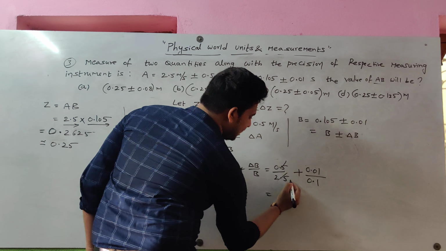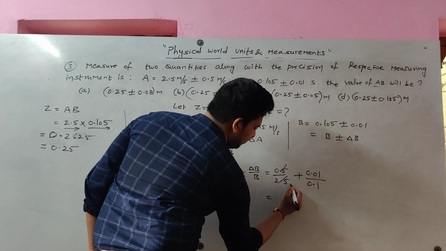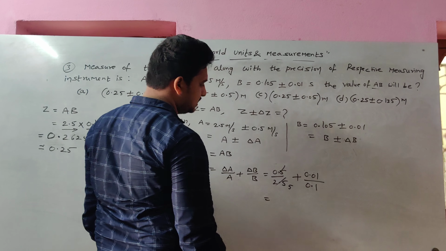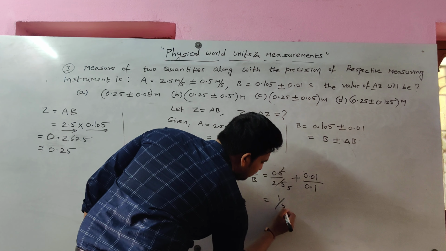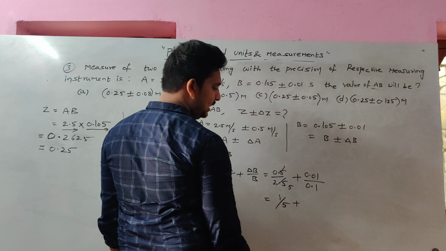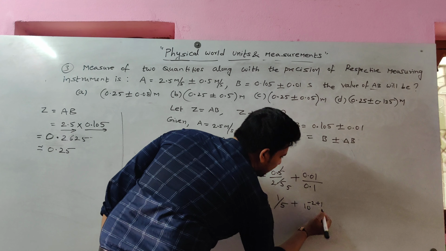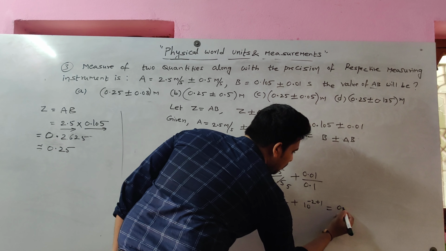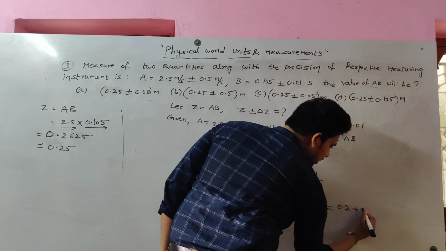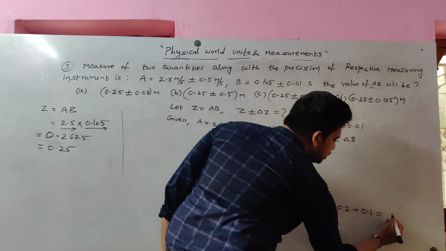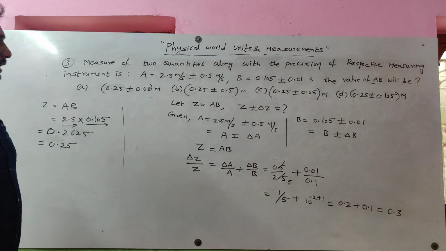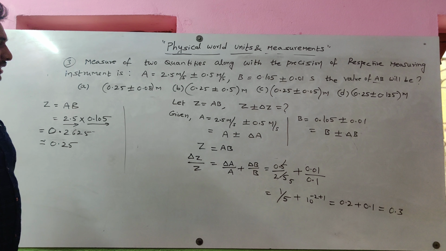Now from this, 5 fives, how many times is it here? 10 power minus 1 here and 10 power minus 1 are going to be cancelled. Finally, what is left here? 1 by 5 is left. 1 by 5 plus 0.01, that is 10 power minus 2, by 10 power minus 1, that is 10 power minus 1, which means 0.1. So 0.2 plus 0.1, what we got here? 0.3. That means delta Z by Z is equal to 0.3.